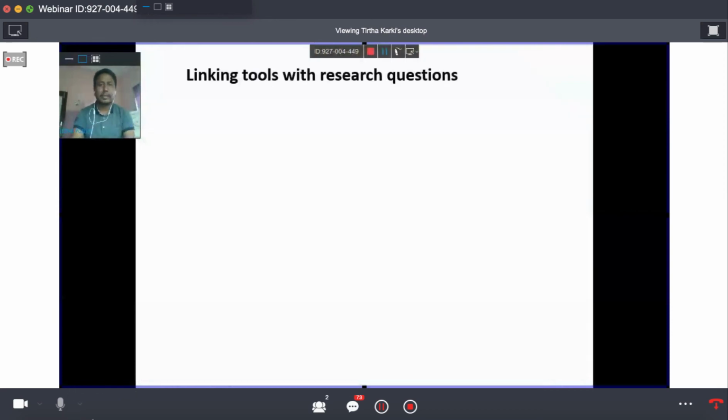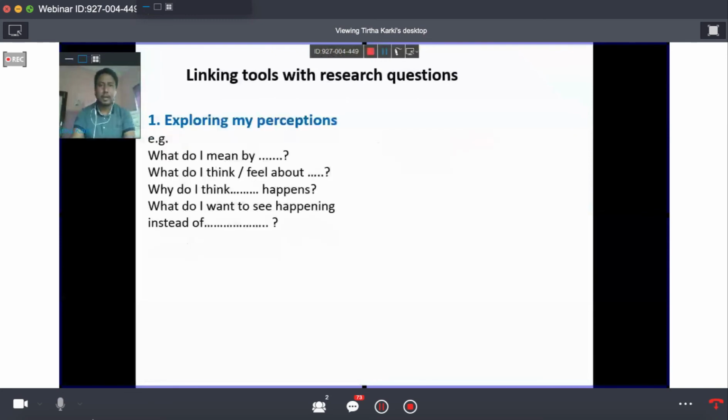So, linking tools with research questions, I have here some questions. For exploring self-perception, some questions can be useful. For example, what do I mean by effective classroom management, maybe, or what do I feel about a particular problem or a particular issue? Likewise, why do I think this happens? Maybe, why do I think my students do not participate in my classroom? Or what do I want to see happening instead? What do I want to see in my classroom instead of something else? So these are some questions that help us to explore our perception.